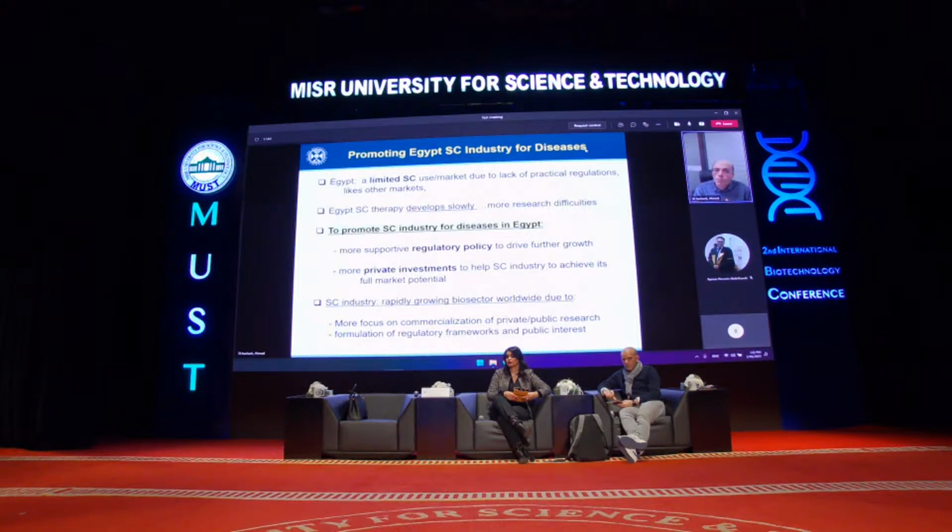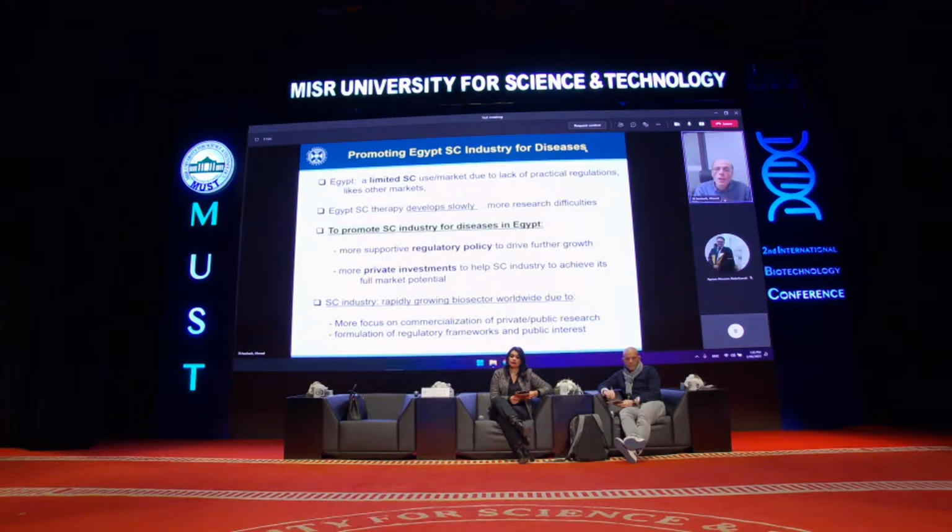So Egypt, similar to other developing countries, has limited stem cell use and a limited stem cell market, simply because there is a lack of practical regulation. I lived in the USA and UK for over 20 years, and I have also visited some developing countries, so I can now compare.